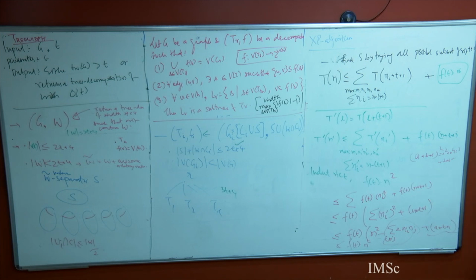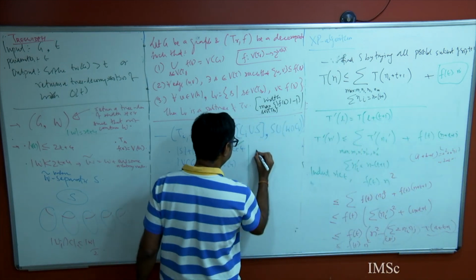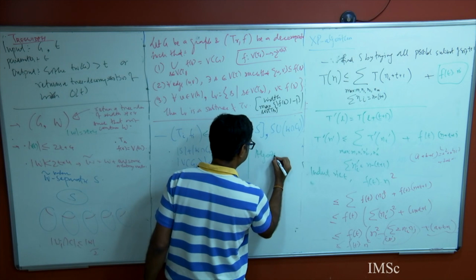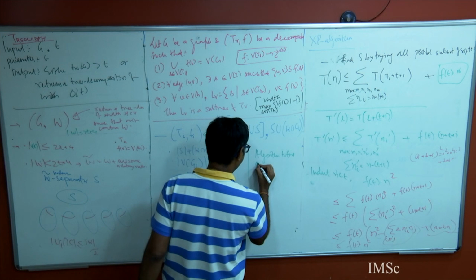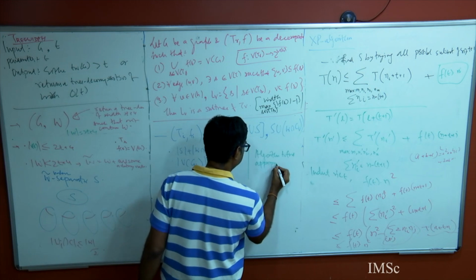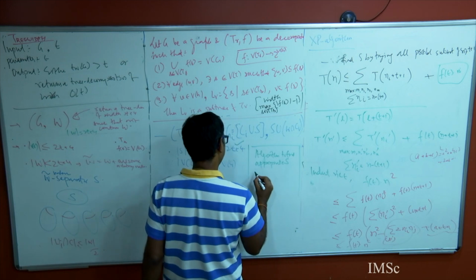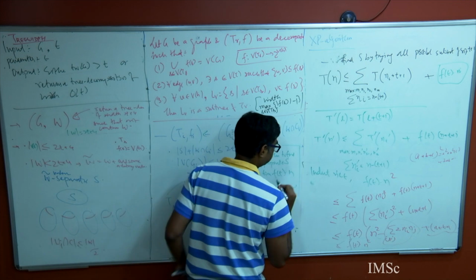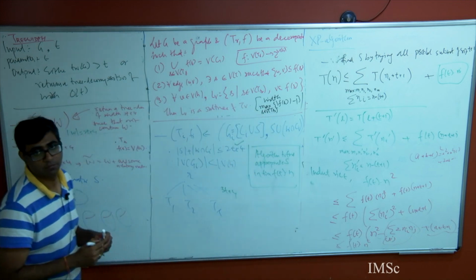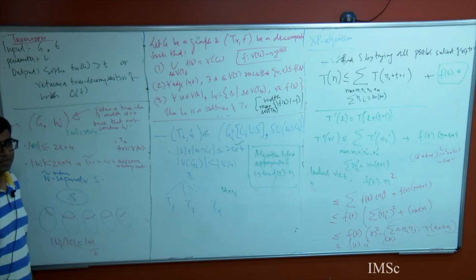So our next step is to come up with an algorithm to find an appropriate S in time f of t times n. Okay, so that's our goal. This is what we are going to achieve next, and if we are able to achieve this, we will be happy.